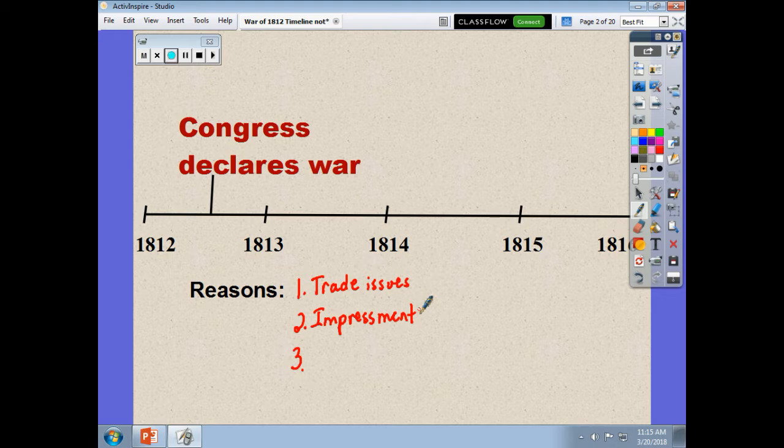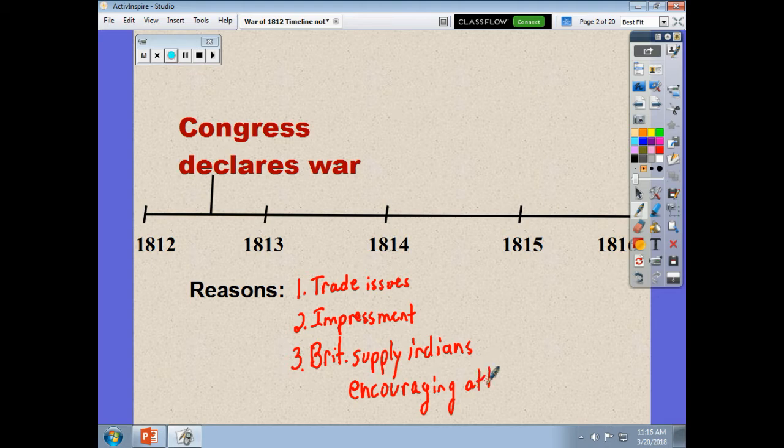The third reason, if you remember, was that we had some Indian problems in the Northwest Territories. There was an Indian chief, Tecumseh, and he was sort of unifying the Indian tribes in the Northwest Territory and encouraged them to attack settlers. What we discovered, though, at the Battle of Tippecanoe is that, in fact, the British are supplying those Indians. And what they're doing with those supplies is, remember, encouraging attacks on settlers.